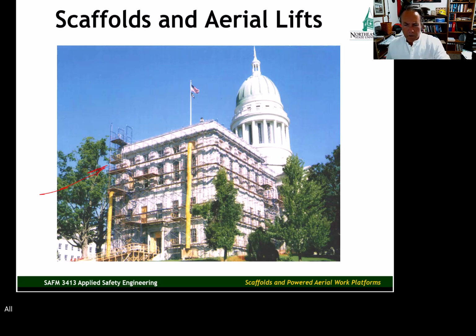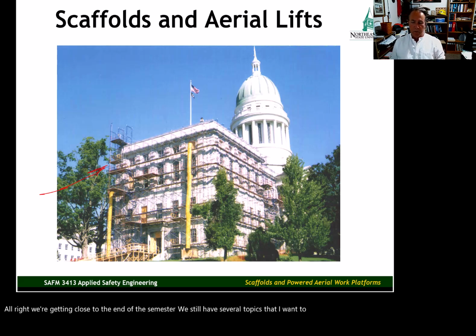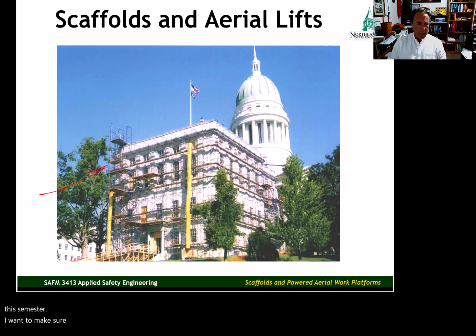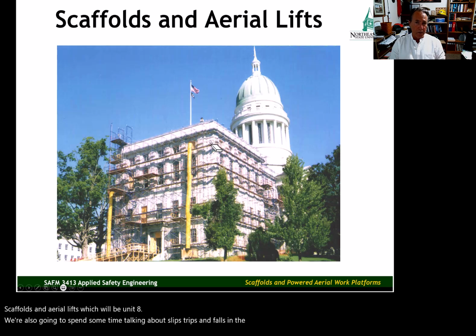We're getting close to the end of the semester. We still have several topics that I want to address before the end of the semester. I want to make sure that everyone at least has a basic introduction to scaffolds and aerial lifts, which will be Unit 8. We're also going to spend some time talking about slips, trips, and falls in the workplace, or I should say slips and trips.